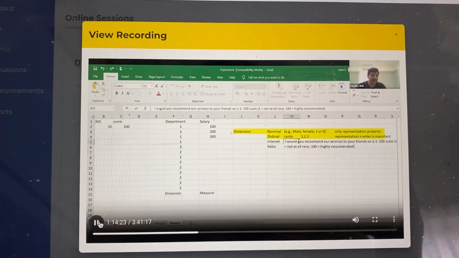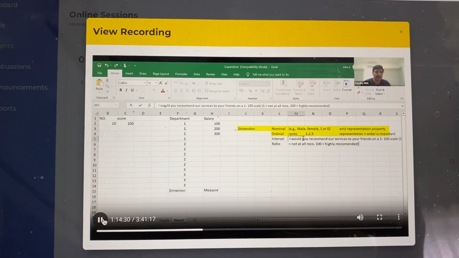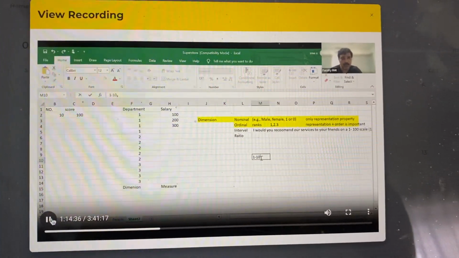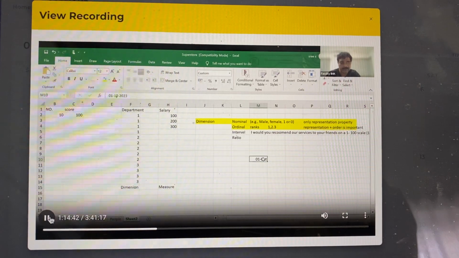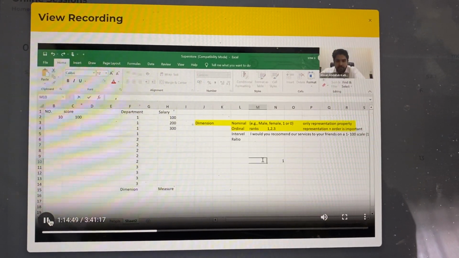That is actually an example of an interval scale, right? After getting the data, can I classify the people into 1 to 10 and 10 to 20, something like that? Will I be able to classify? Yes, I'll be able to classify.